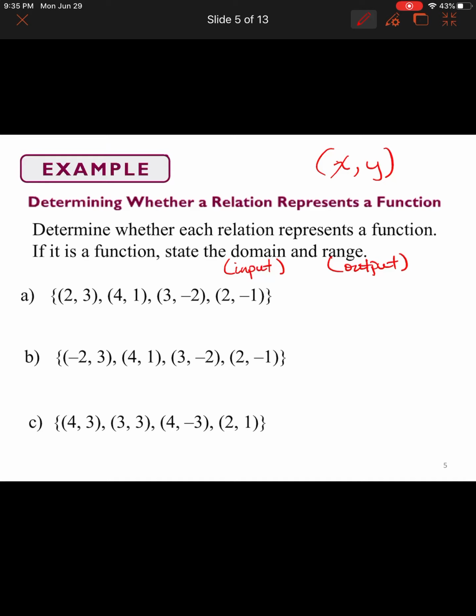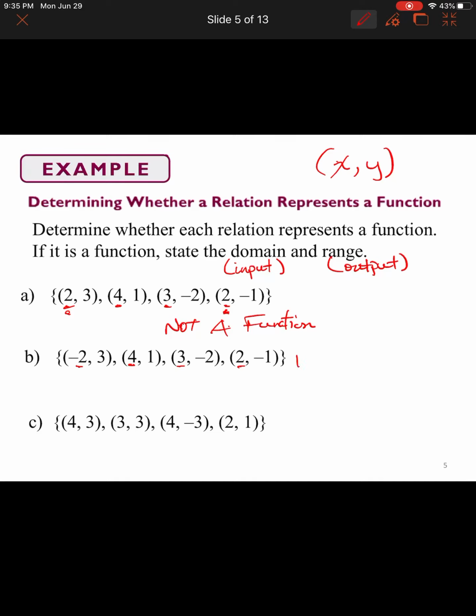We're not changing our approach. We're checking all these input values first. I'm going straight to the inputs. Whoa, I got a double on the 2. Since I have a double on the 2, you already called it, not a function. We're not wasting time here, people. Look at these inputs. No repeat on the input, so we have a function.